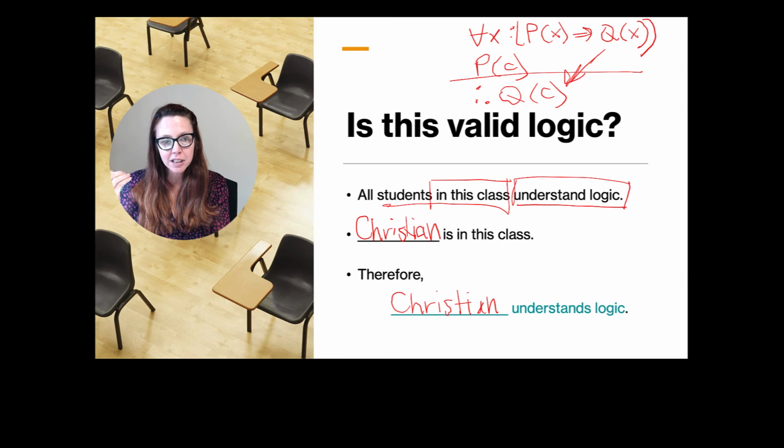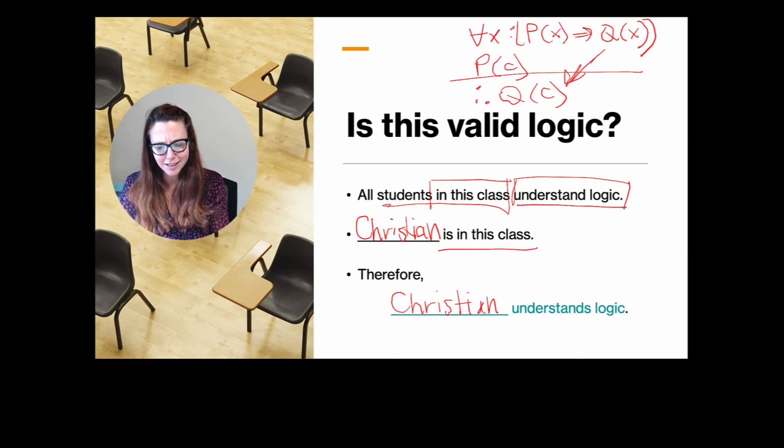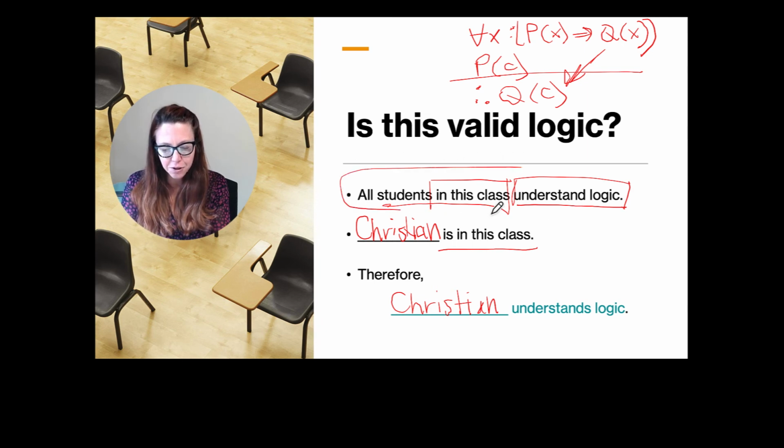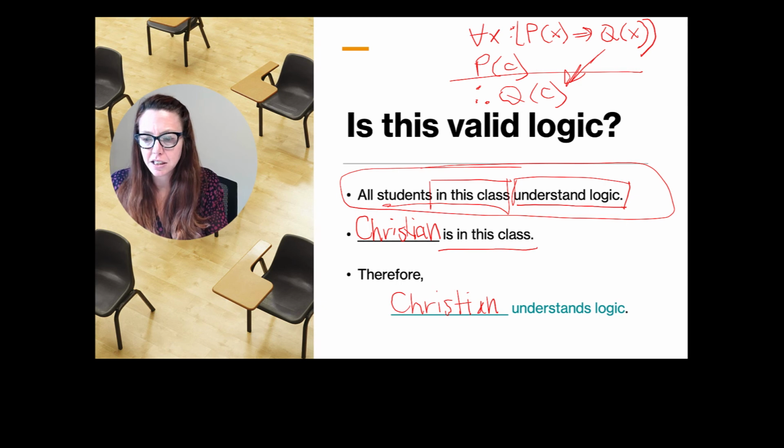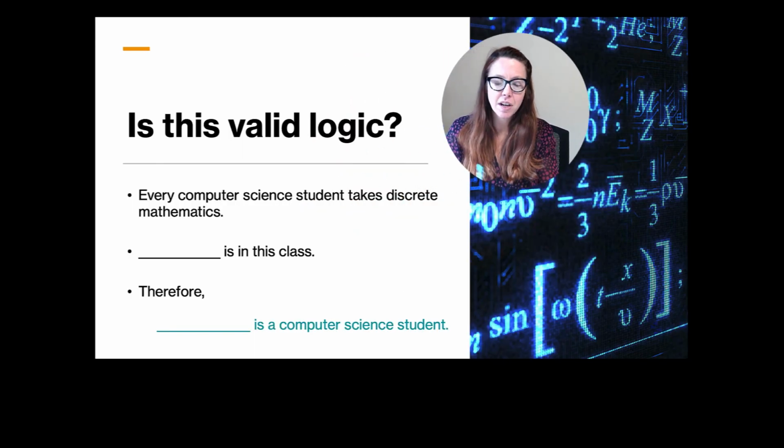And it's a little broken down, a bit obvious here, because you could see the next one I have, Christian is in this class. Christian understands logic. But if I didn't break it down as quickly, understanding that first sentence takes a little bit to consider. Okay, so is this valid logic?